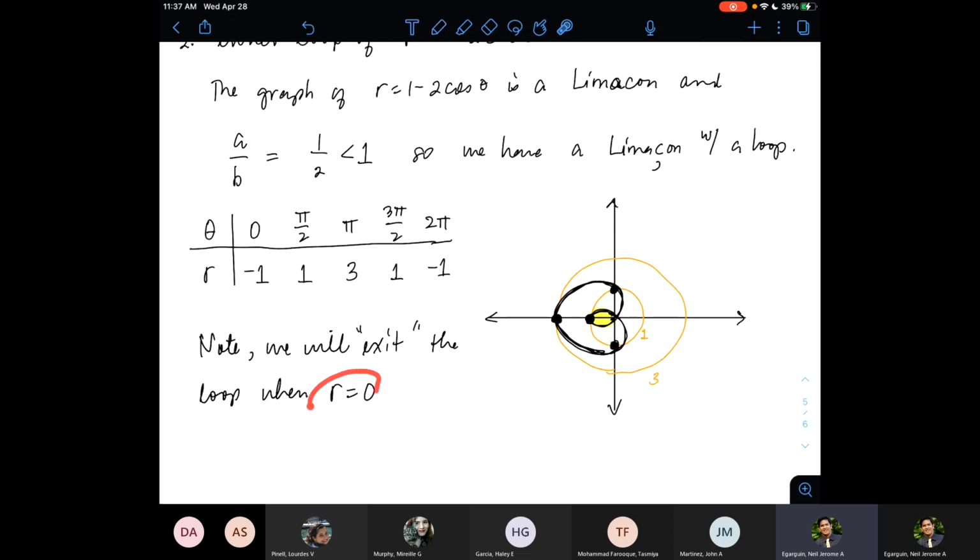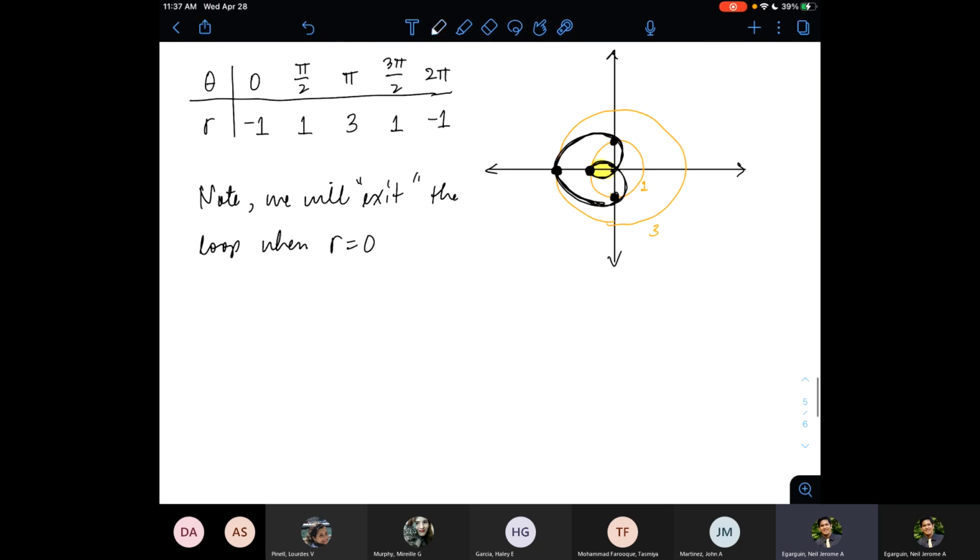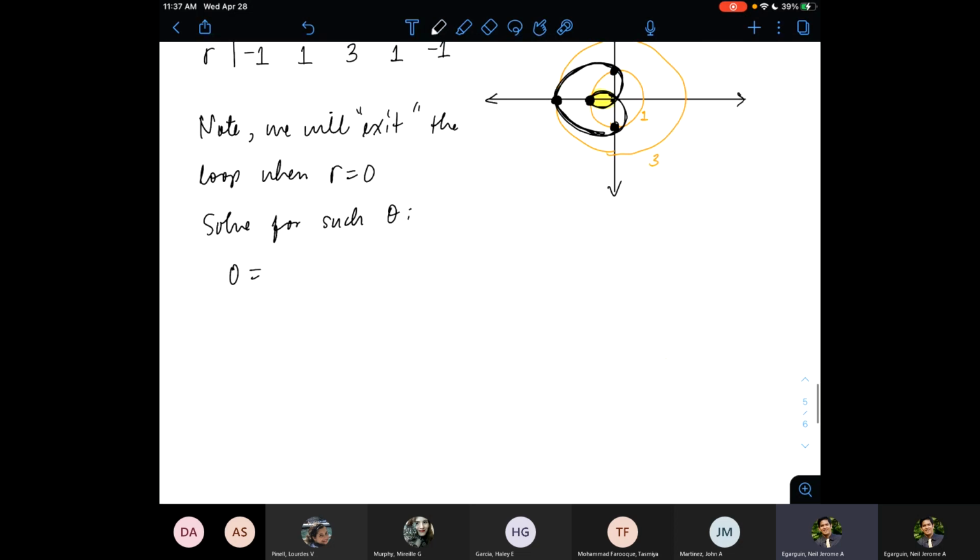Well, we'll just plug in r equals 0 into this equation and solve for such theta. We get 0 equals 1 minus 2 cosine theta, or we can say 2 cosine theta equals 1, which means cosine theta equals 1/2. What is the angle when cosine is equal to 1/2?